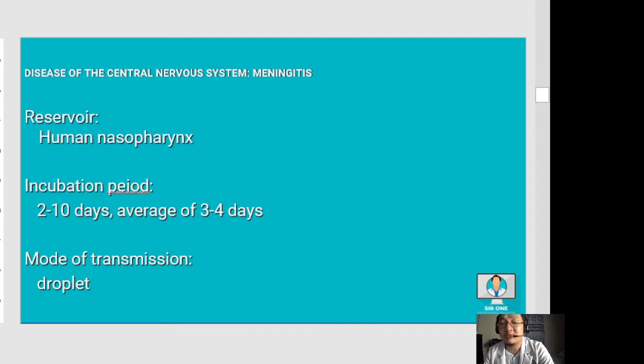The only known reservoir for Neisseria meningitidis is the human nasopharynx. It has an incubation period of 2 to 10 days, with an average of 3 to 4 days, and it is transmitted through droplets.